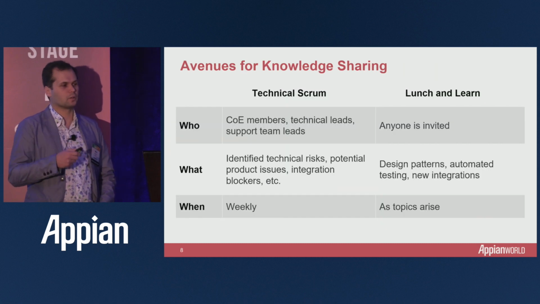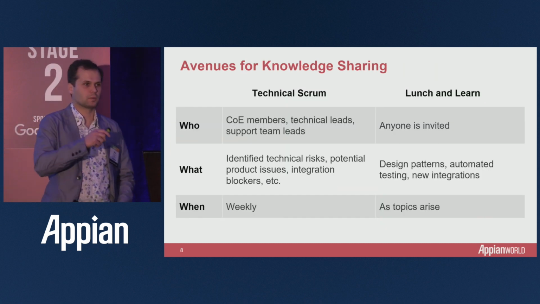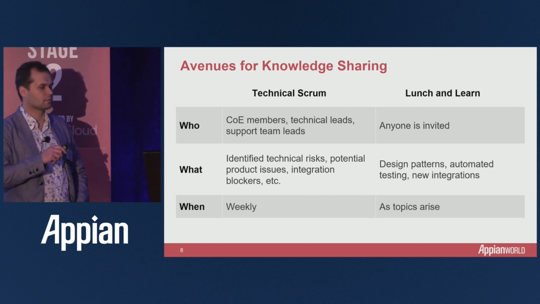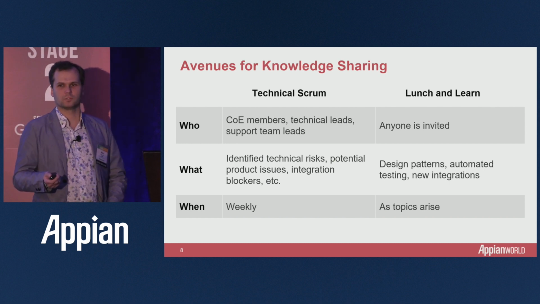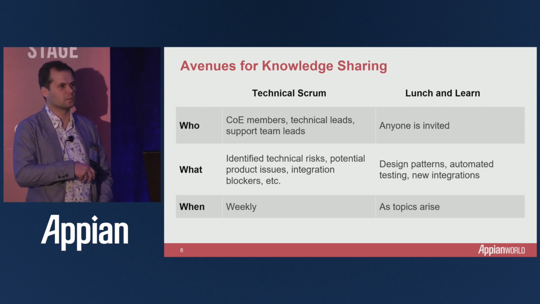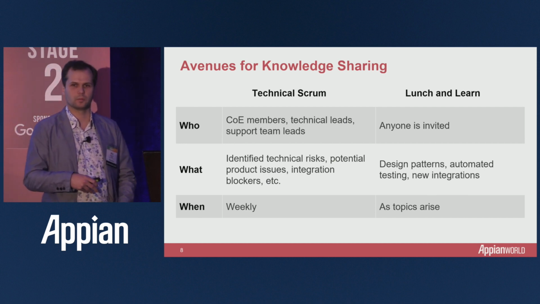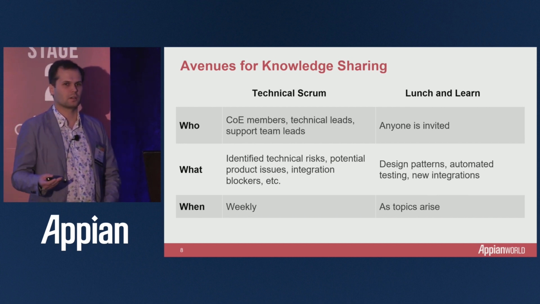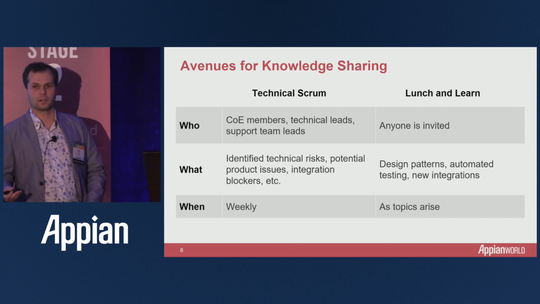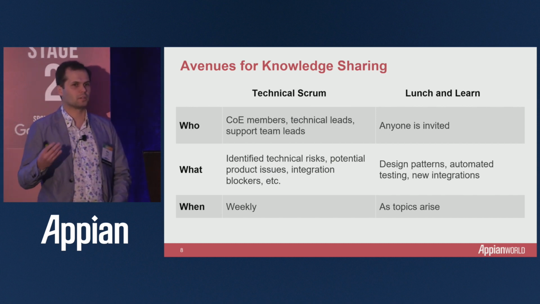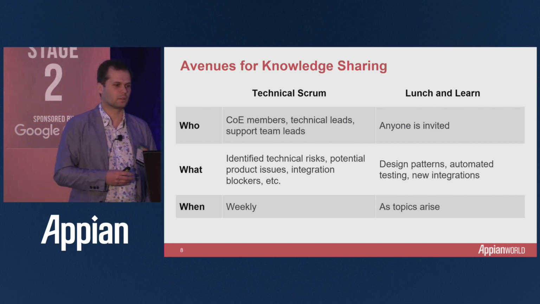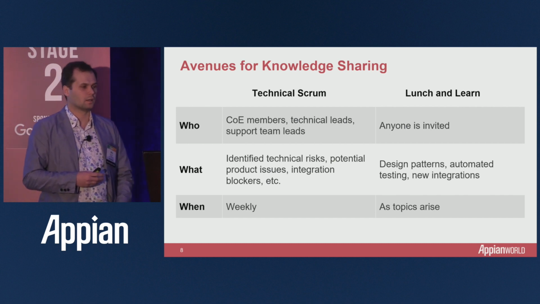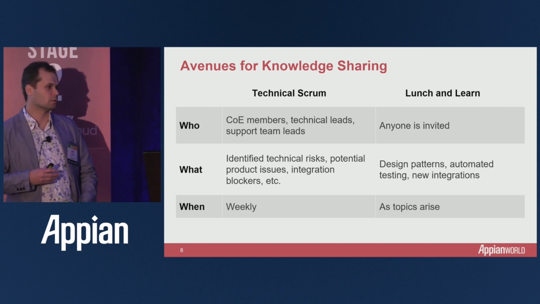Okay, and we have some additional avenues for knowledge sharing. We talked about experiential learning and rotating staff, and there are some simple ideas here. If you have multiple design teams, you need to have a technical scrum where members of the COE and your design leads meet together on a weekly basis. They discuss technical issues, identify technical risks, and talk about integration blockers and what the COE members can do to remove those blockers out of the design team's path. That should happen at least weekly. Those are ways to build relationships within the COE and between your design leads.